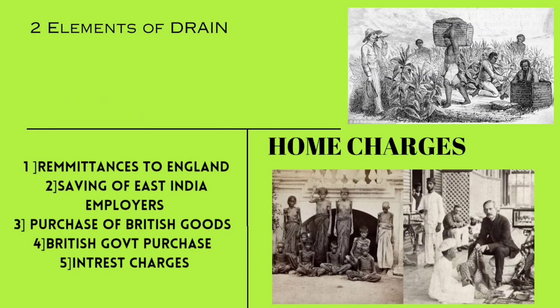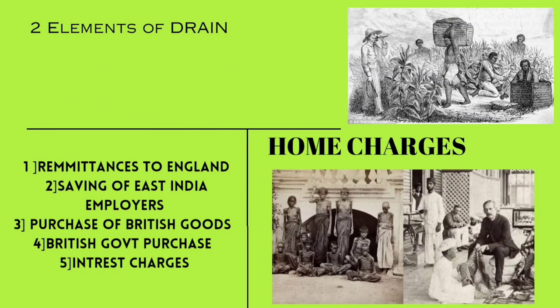Dadabhai Naoroji observed that there are five things which are responsible for our economic drain. The first one is the remittances to England by European employees for supporting their families and education for their children, which may be considered a feature of the colonial system of government. And the second one is the remittances of savings by the employees of the East India Company, as they preferred to invest at home rather than in India.